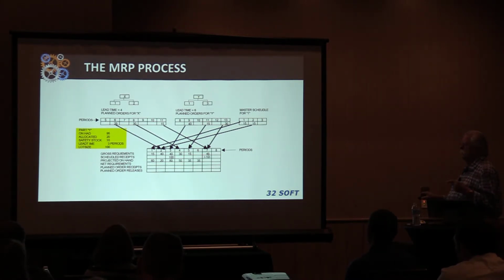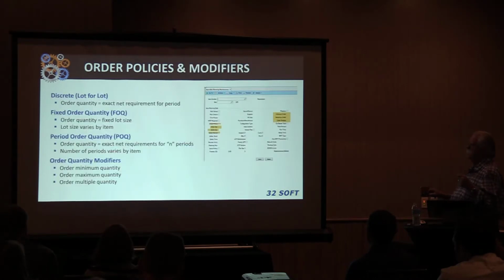Now we come to this negative 10 position. That requirement, planned order offset, planned order release or receipt is 10 because the lot size is 100. Planned order release is going to come back in and inventory is going to adjust.